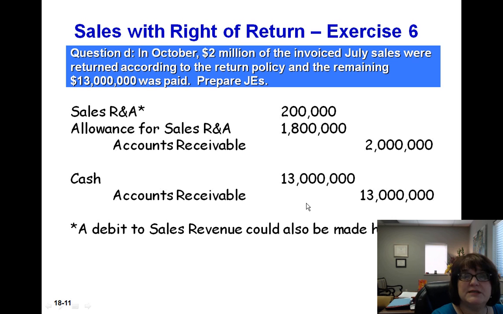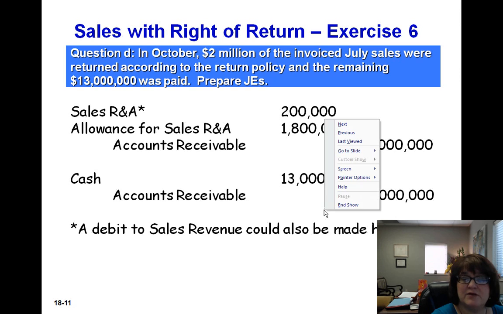All right, that's all I wanted to say to you about sales with a right of return. Take a look at the notes to the chapter as well as in the book, and let me know if you have any questions.